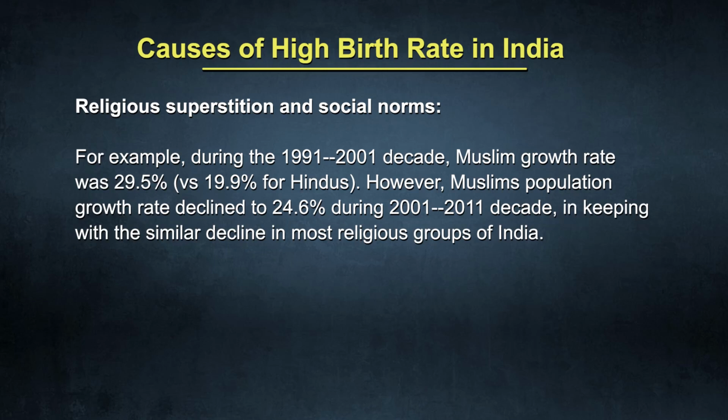During the period 1991 to 2001, during this decade, the Muslim growth rate was 29.5%, whereas the growth rate of the Hindu population was only 19.9%. That is, the growth rate of the Muslim population was 10% higher than that of the Hindu population. But after 2001, the growth rate of the Muslim population significantly decreased in our country. Along with it, we have also experienced a reduction in the growth rate of the population of other religions.